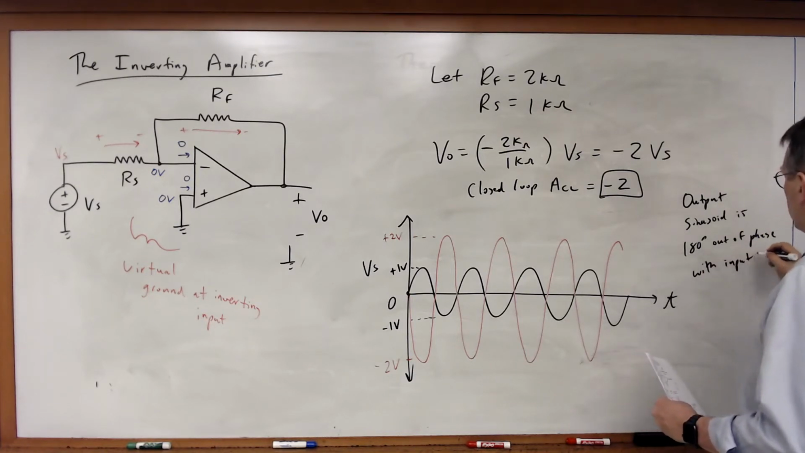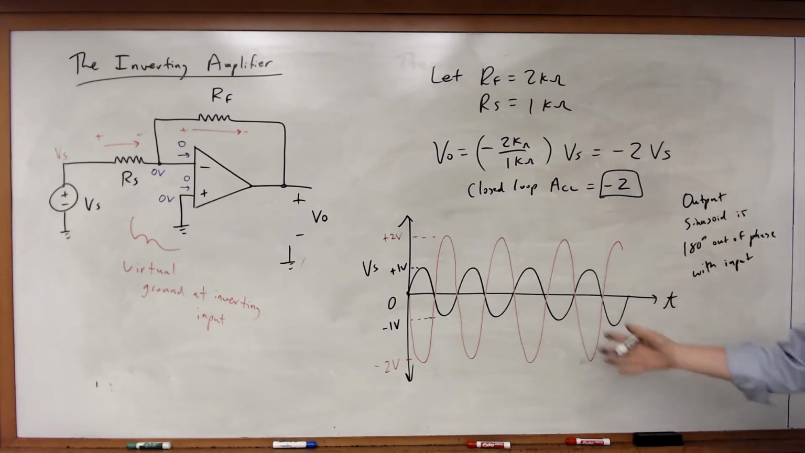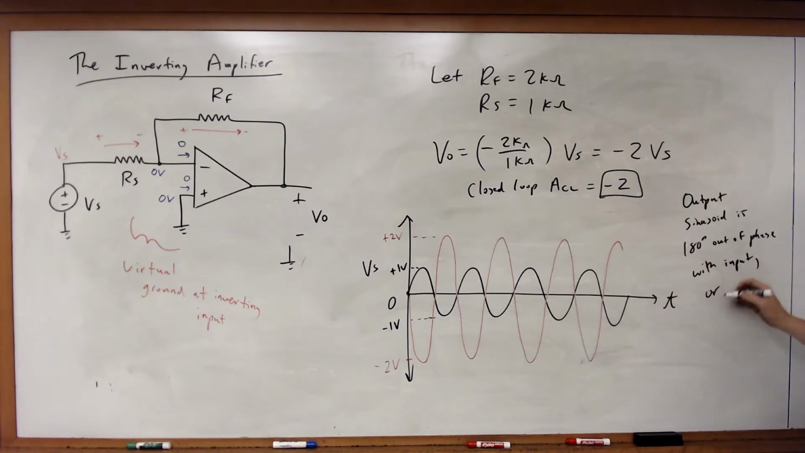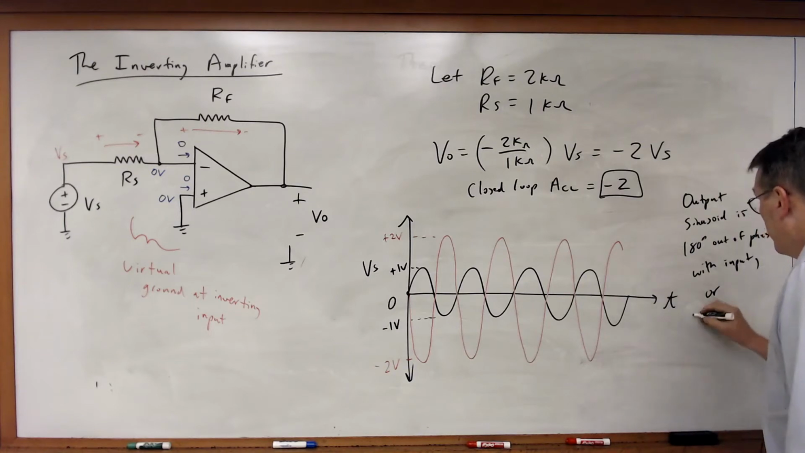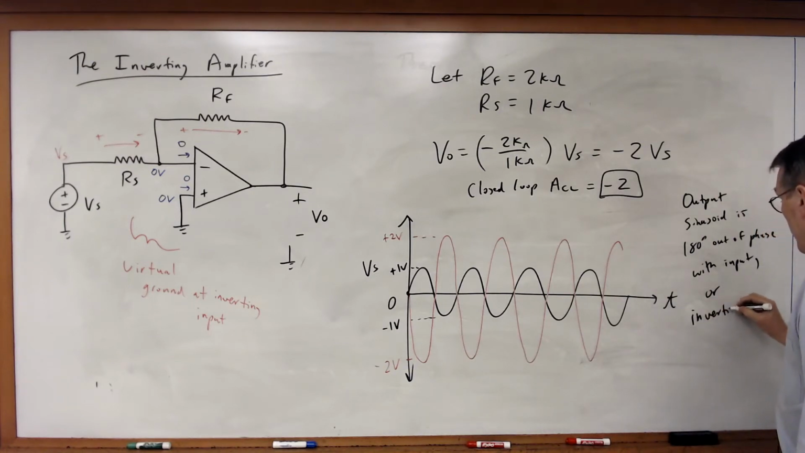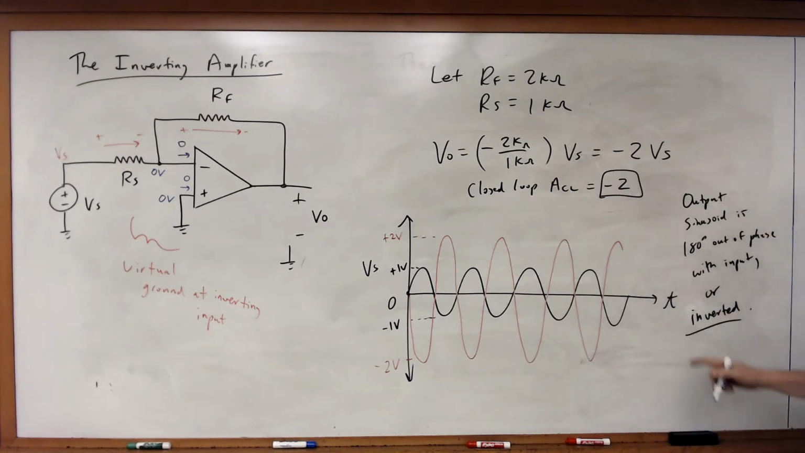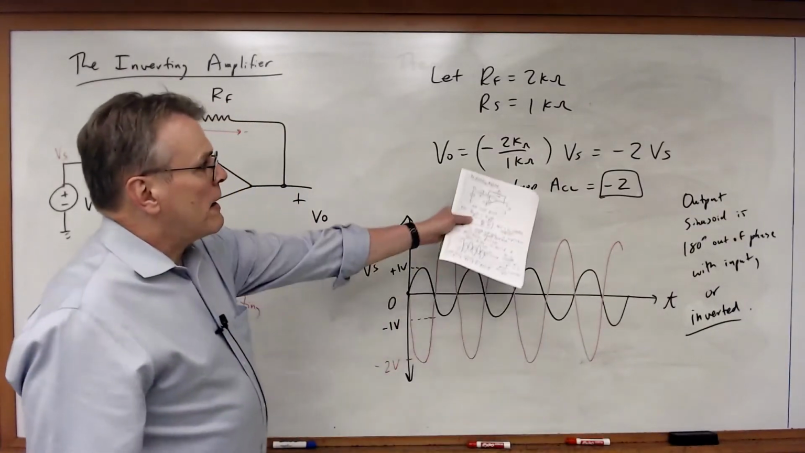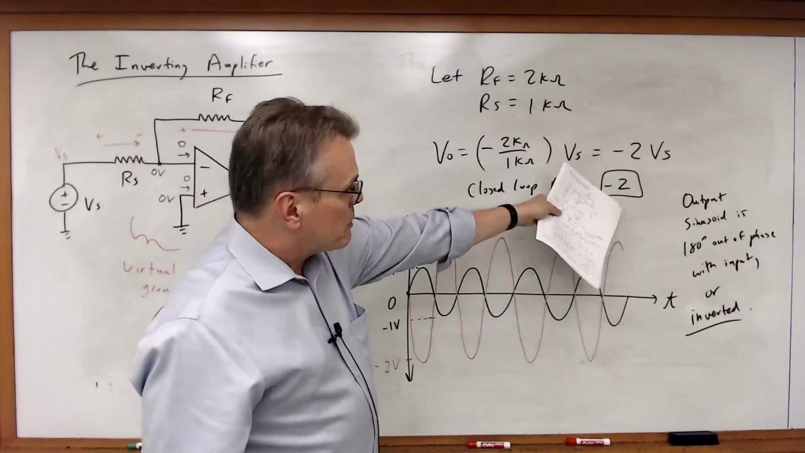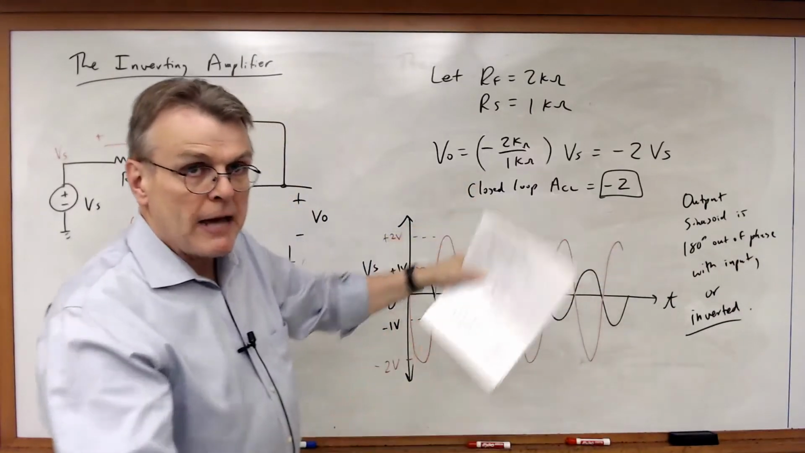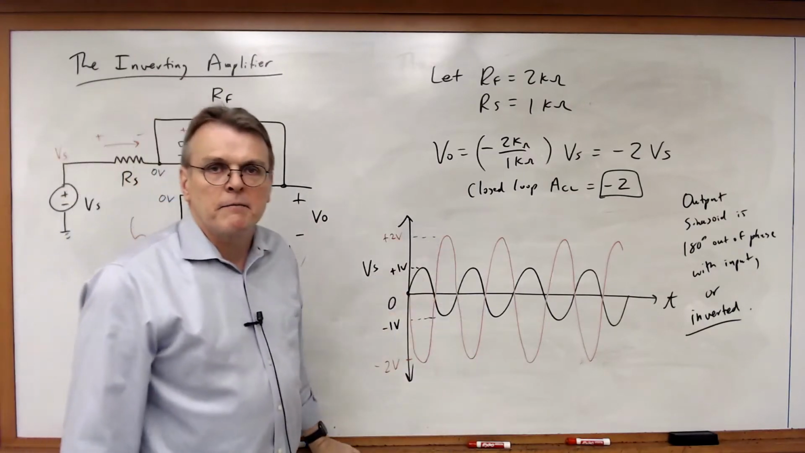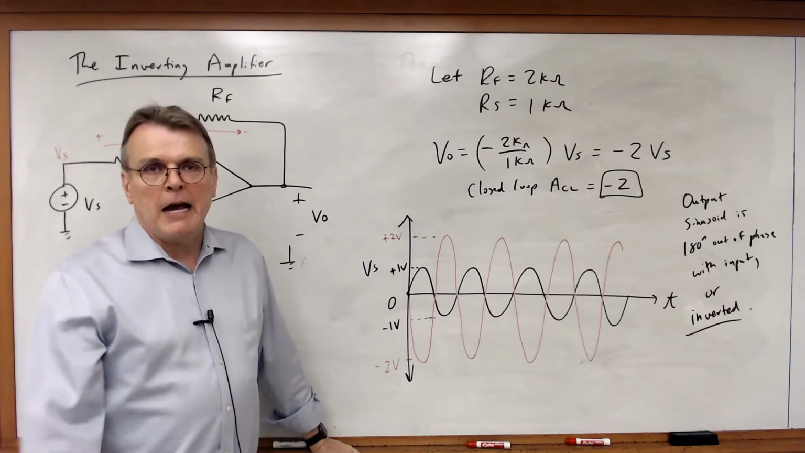So I have an output that's 180 degrees out of phase, if you think about this from a trigonometric point of view, or it's inverted with respect to the input. Hence the name, inverting amplifier. So I get an output signal, which in this case has twice the amplitude of the input signal, but also gets flipped because of that negative sign and inverted. So it's an inverting amplifier, hence the name.